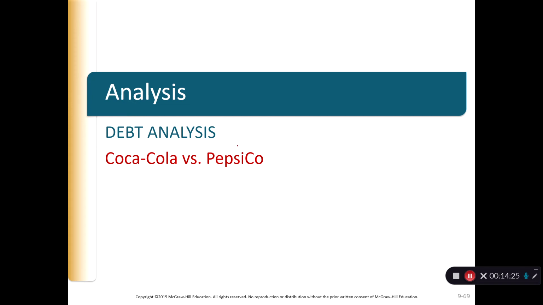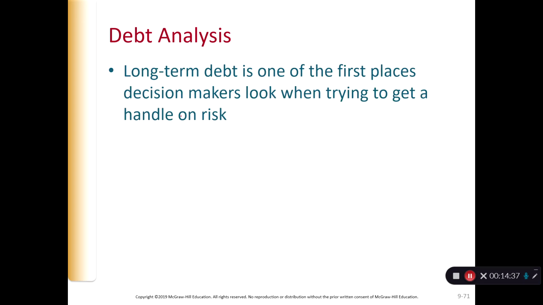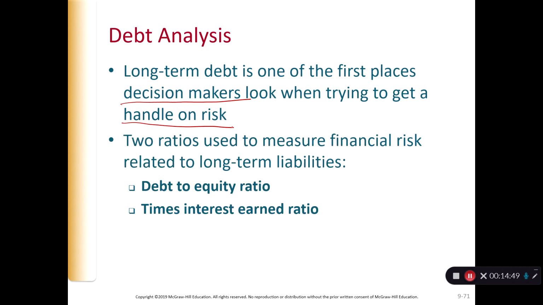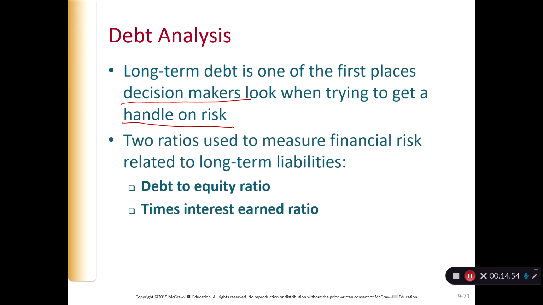Okay, so now we want to talk about debt analysis. We will use Coca-Cola and Pepsi as an example. First of all, we want to assess the impact of long-term debt on risk and return. Long-term debt is one of the first places decision makers look when they are trying to get an understanding of the risks. For example, there are two ratios used to measure financial risk related to long-term debt: the debt to equity ratio and the times interest earned ratio.